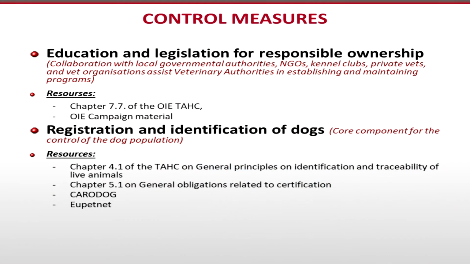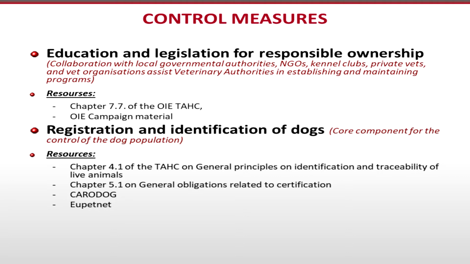So now let's go to the control measures. You know them, so I'm just going to go over them. Education and legislation for responsible dog ownership. These must be done in collaboration with the government authorities, NGOs, and veterinary authorities. KVA is here for Kenya, KVB is there, and many others. And you can have resources to support you by checking chapter 7.7 of the Code, and you can also visit the website of the OIE to look at the campaign materials that we have.